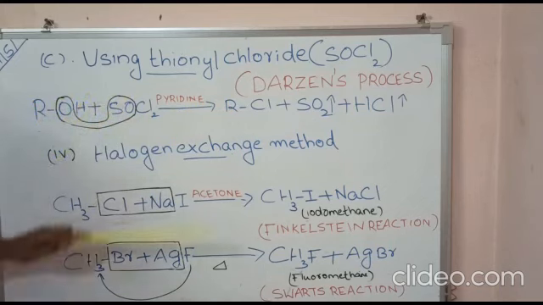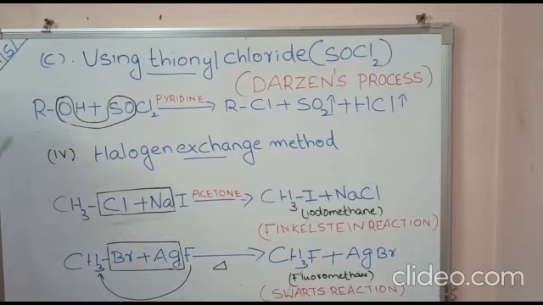This reaction is called Darzens process. So Darzens process is the preparation of chloroalkane from alcohol by using SOCl2. This is the best method for the preparation of haloalkane because here the byproducts are gases. So they can easily escape out and you will get pure chloroalkane. So that's about preparation of haloalkane from alcohols.